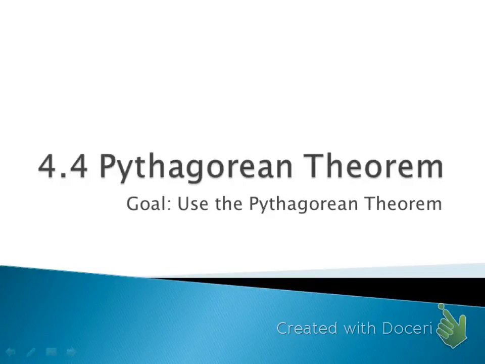Today we're starting section 4.4. We are actually going to do only about half of 4.4. The first half of 4.4 is on the Pythagorean theorem. The second half is on the distance formula. So you can see on the board we're doing distance formula tomorrow, Pythagorean theorem today. Any questions before we get moving?